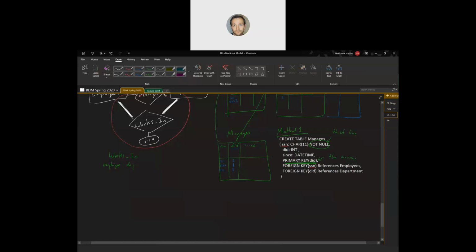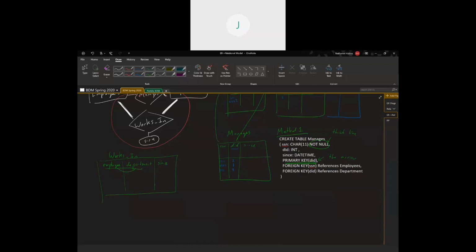So an employee, department, since, and make this a composite key. Is that right? Yeah, someone else said that, but I agree with that. Oh, okay. I'm just not sure if that captures the at least one part of it. Like I'm not sure if that captures the requirement that we need at least one employee in a department and each employee needs a department.